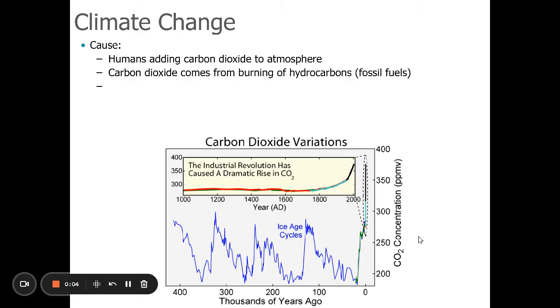The last topic we have left is about climate change. So we've talked about a bunch of different environmental issues that are brought about by various human actions like pollution or species extinction, resource use, etc. So we'll move on to the last one, which is climate change.